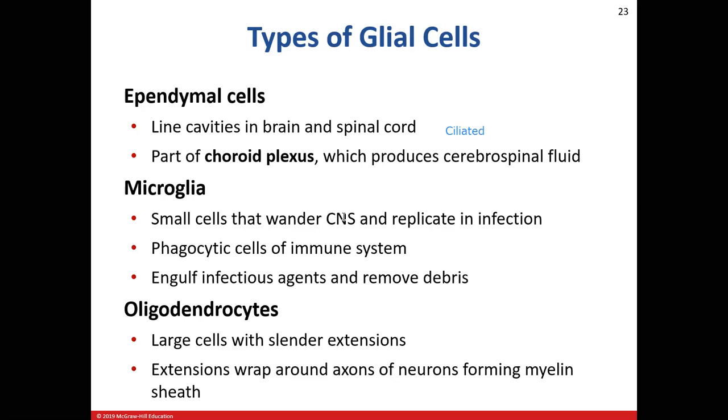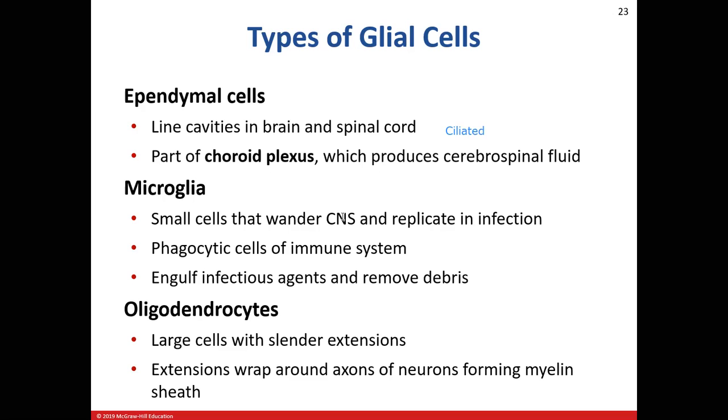Our fourth type of glial cell is an oligodendrocyte. Now, oligodendrocytes are large cells with slender extensions. And as they extend out, they're going to wrap around the axons of the neurons, and they help to form the myelin sheath.